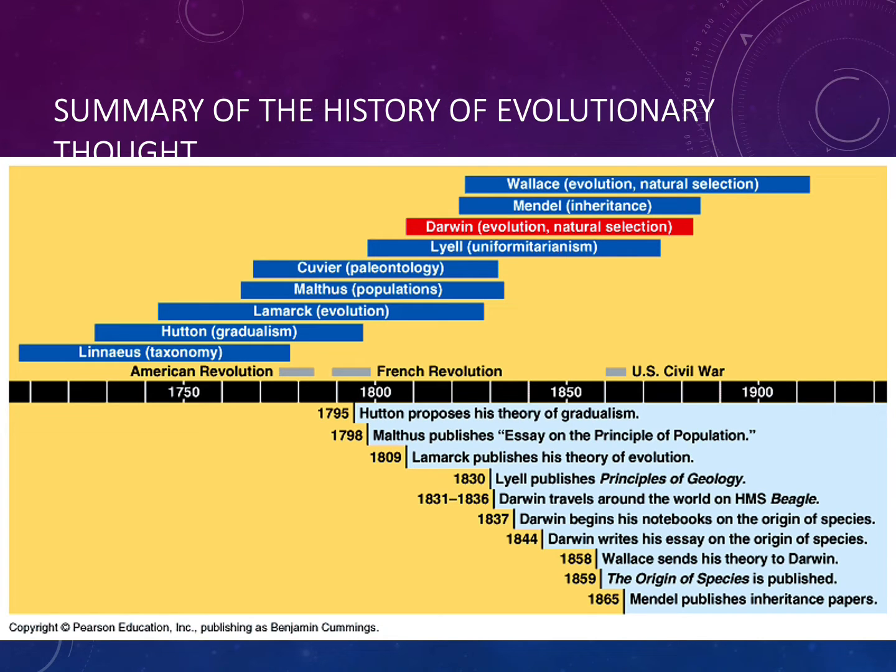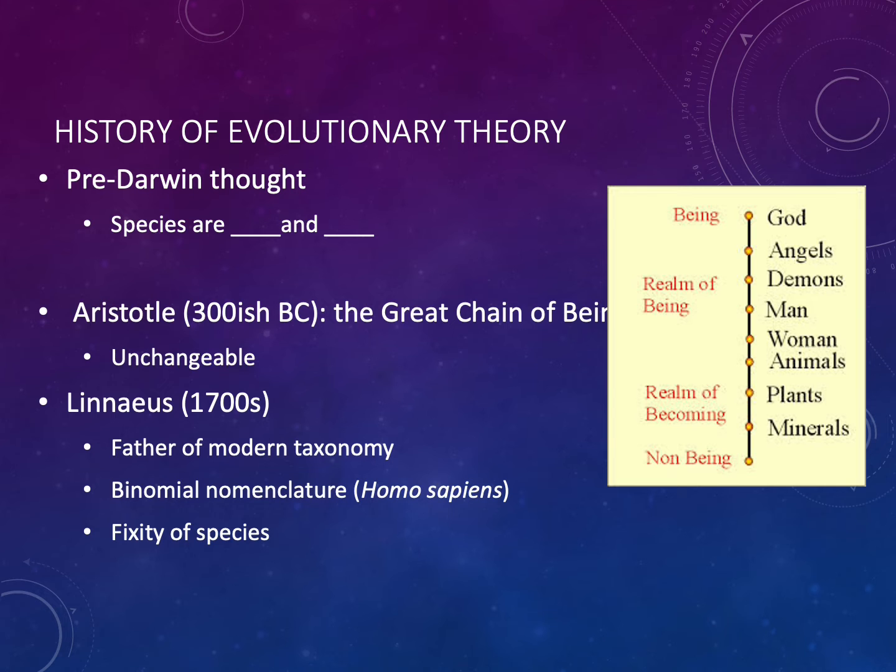Okay, next let's briefly talk about the history of evolutionary thought. Some people think that Charles Darwin was the very first person to come up with the concept of evolution, but this is simply not true. However, for a very long time, a lot of people thought that species were fixed and unchanging. For example, many of you probably remember Aristotle and his great chain of being. These categories, which are in the image on the slide, were fixed and unchangeable, with God at the very top and plants and minerals at the very bottom.